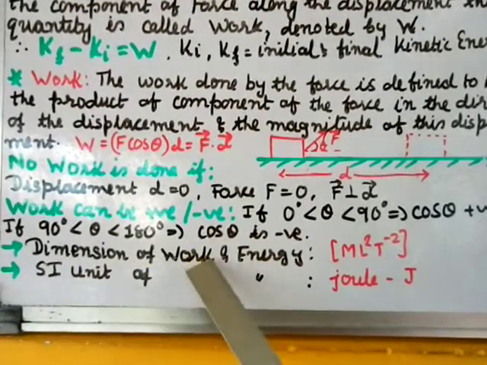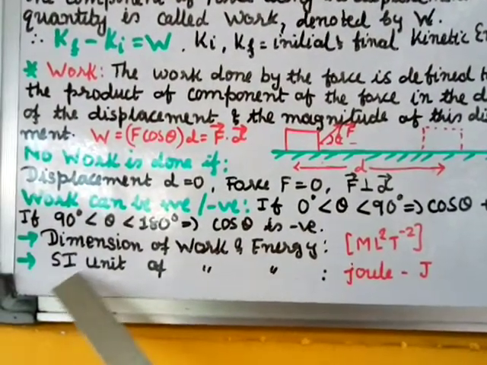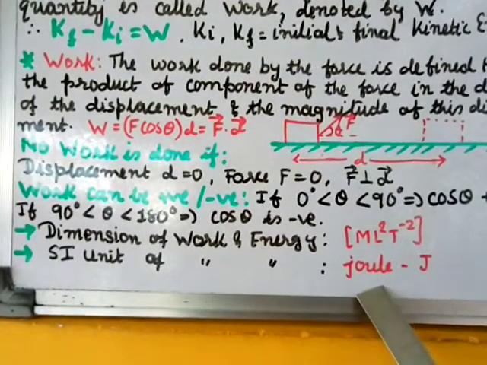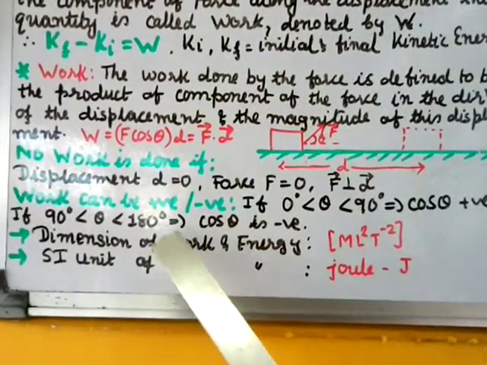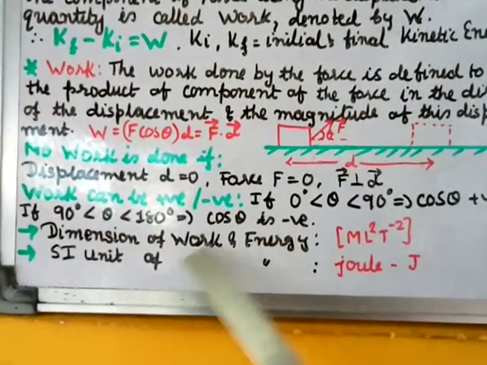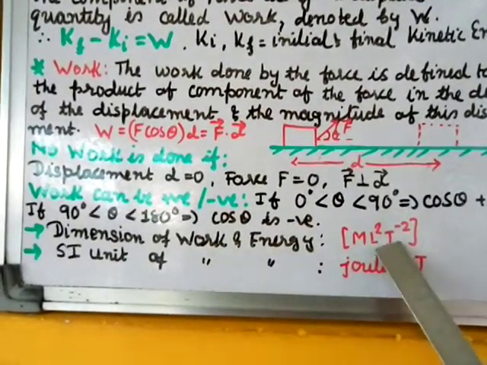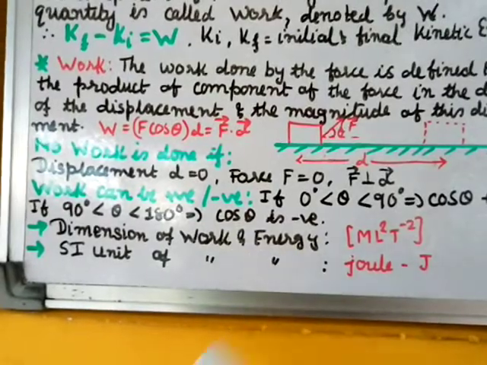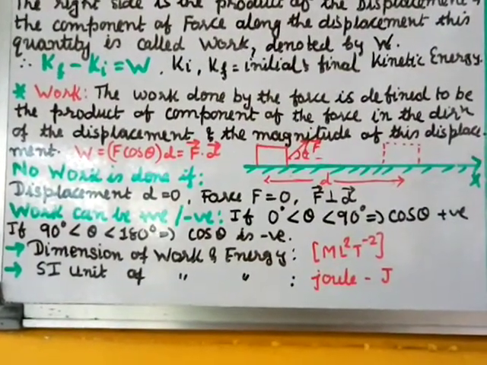Then the dimension of work and energy is M L^2 T^-2. The SI unit of work and energy is joule, and we use the symbol capital J. So the SI unit and the dimension for work and energy are the same. For both work and energy the dimension is M L^2 T^-2, and the SI unit is joule. Okay, so that is about work.